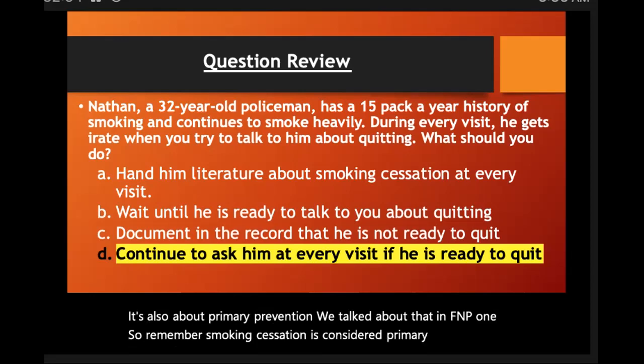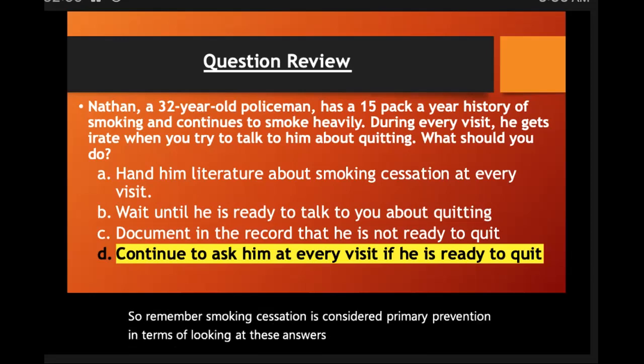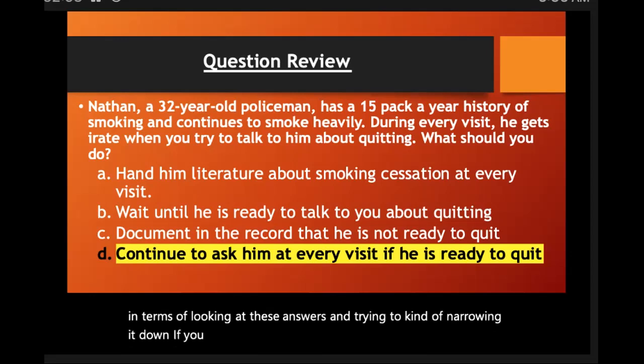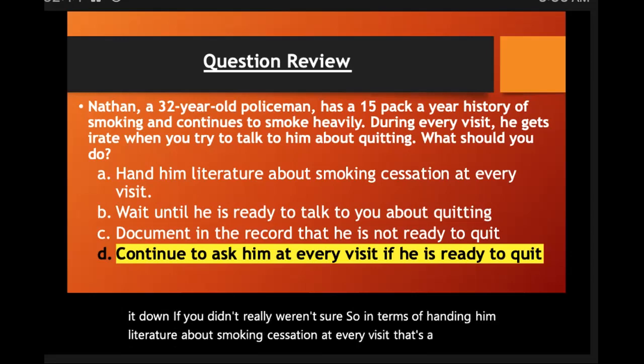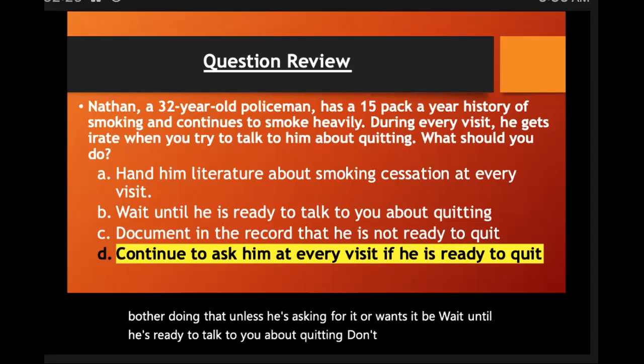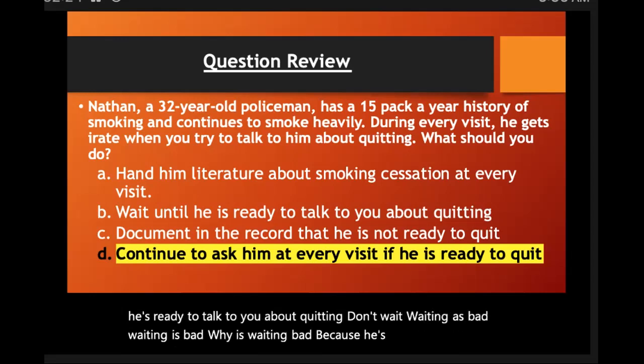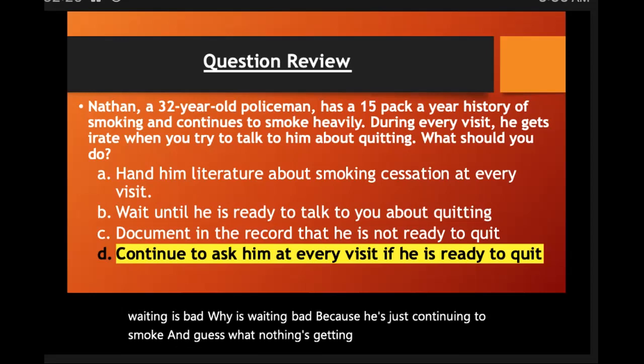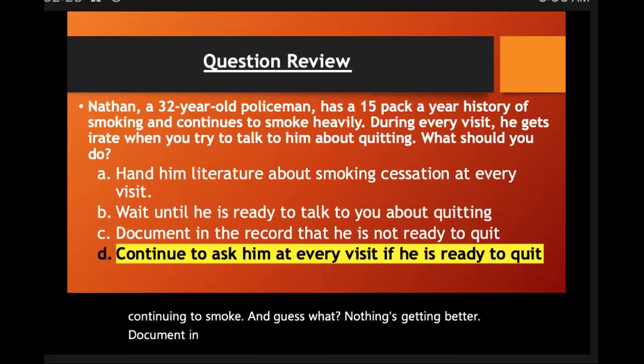In terms of looking at these answers and trying to narrow it down if you weren't sure: handing him literature about smoking cessation at every visit, that's a waste. Don't bother doing that unless he's asking for it or wants it. B, wait until he's ready to talk to you about quitting. Don't wait. Waiting is bad. Why is waiting bad? Because he's just continuing to smoke, and guess what? Nothing's getting better. C, document in the record that he is not ready to quit.